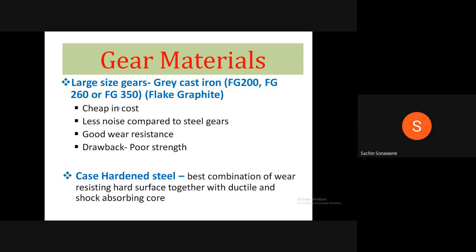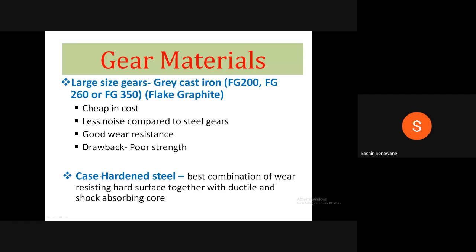Therefore, why is this cast iron used for large size gears? Its cost is low, that is, it is cheap, it has less noise compared to steel gears, and good wear resistance. Its drawback is that it has less strength, or poor strength.